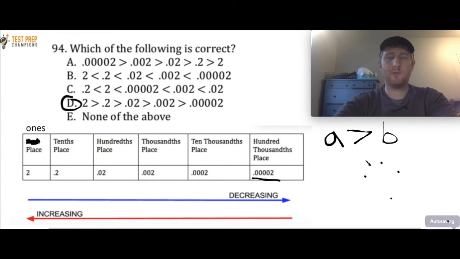So this statement would be read, A is greater than B. Basically you just look at this and picture that this is a mouth and it's trying to eat the bigger letter here.